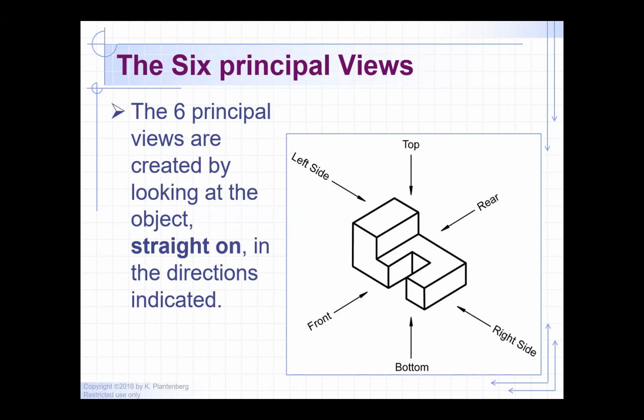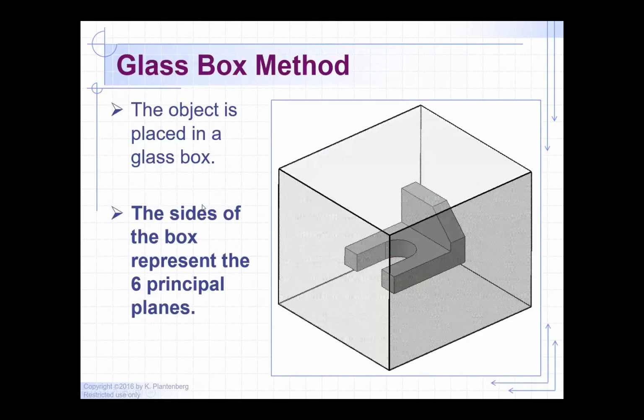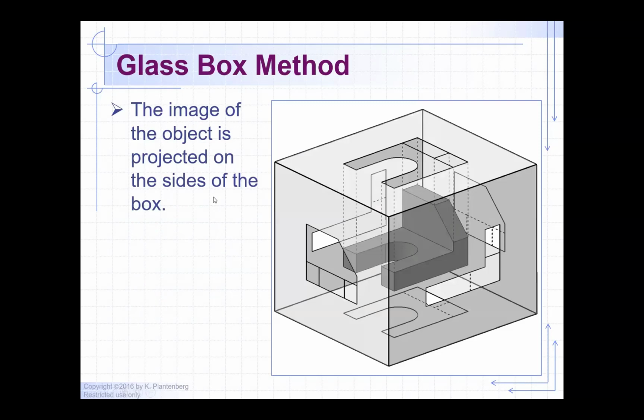And we get into the more advanced drawing views a little bit later. But there are 6 principal views, straight on. And the easiest way that most people can wrap their minds around those principal views is what's called the glass box method. So we place this three-dimensional object in this glass box, and then we look straight at each pane of glass, straight on, and the edges are projected onto that pane of glass.